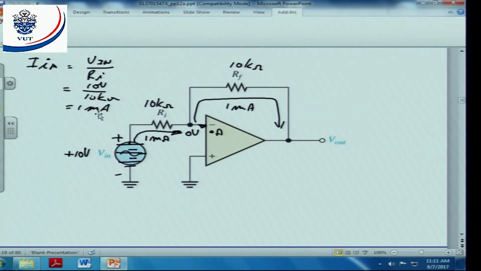To get a current flow in that direction, this point should be more positive than that point. That means the output should go negative. To what value? To create a current flow of 1 milliamp there, because that's the other rule. Those currents must be equal. They must flow in the same direction, not in the opposite direction, and they must be equal. Now what should the output voltage be to create a current there of 1 milliamp flowing in that direction?